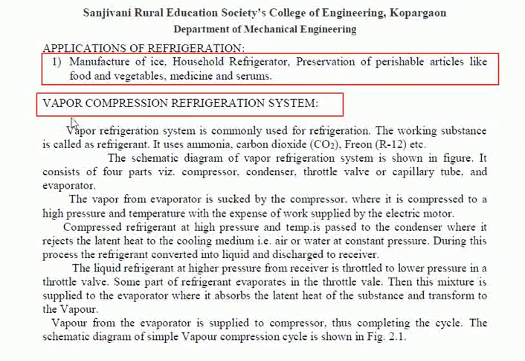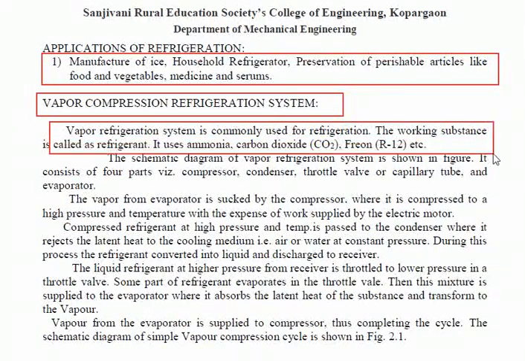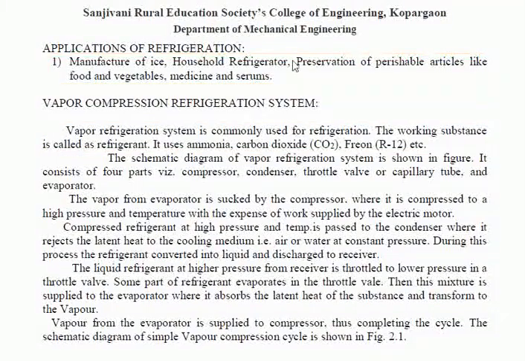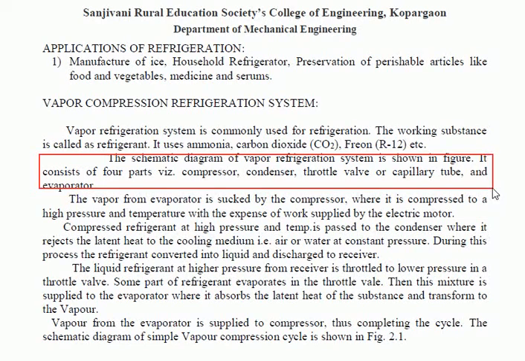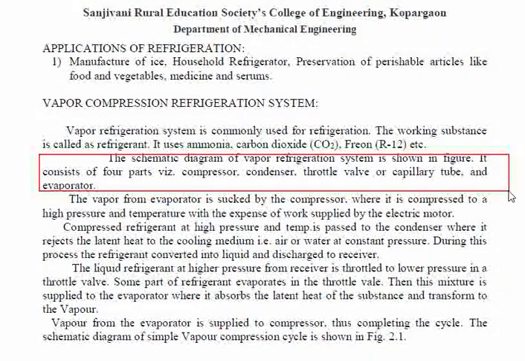Vapor compression refrigeration system. The vapor compression or vapor refrigeration system is commonly used for refrigeration. This is the most common cycle used for refrigeration, in which the refrigerant used is R12, CO2, ammonia, or R134A. The schematic diagram is shown below. In the schematic diagram, you can see there are four main parts: the compressor, condenser, throttling valve or capillary tube, and the evaporator.